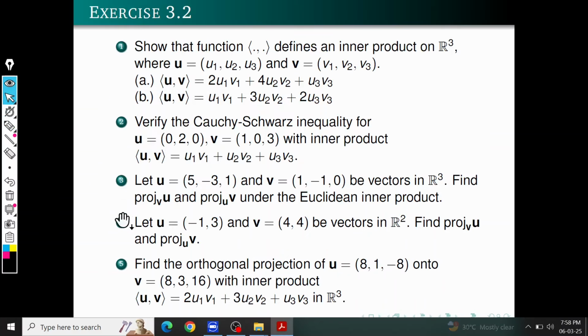Now you may note down questions 3, 4 and 5. In the third one, two vectors are given in R3. You have to find projection of u on v and projection of v on u. You have to write the formulae accordingly. And the inner product given is the Euclidean inner product. And in the fourth problem, here again projection of u on v and projection of v on u are asked, and the specific inner product is not given. Then also you may consider the Euclidean inner product itself. And in the fifth problem, a specific inner product is given. So you have to find this inner product (u, v) using this formula. That's the only difference. So do the problems on your own, and the answers will be given in the next class.